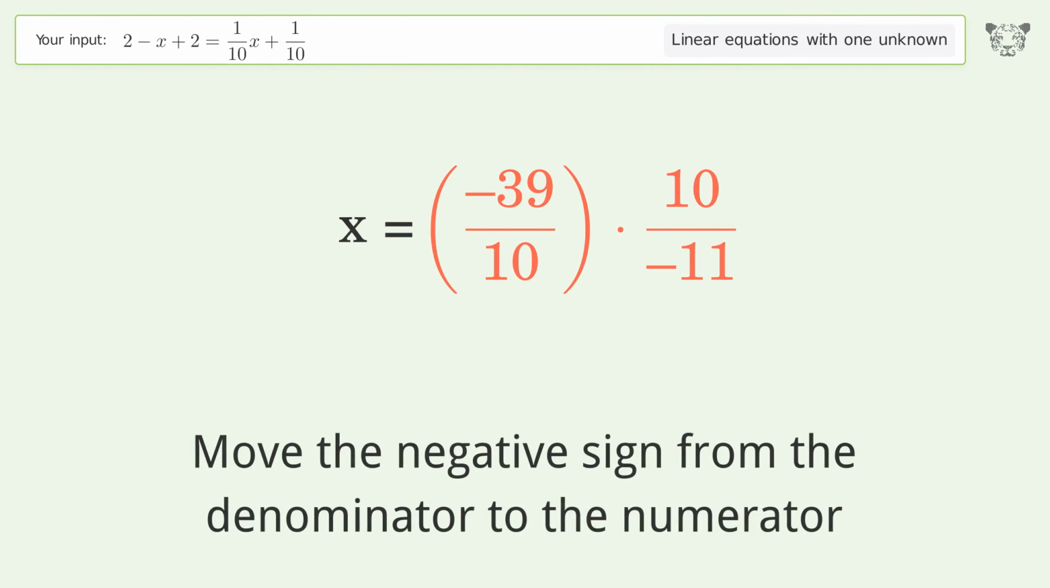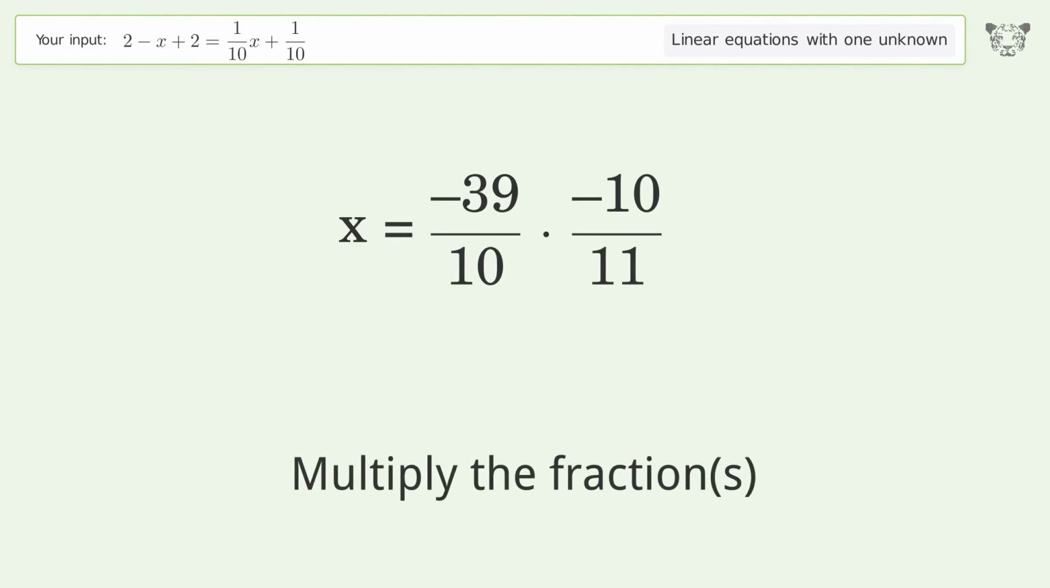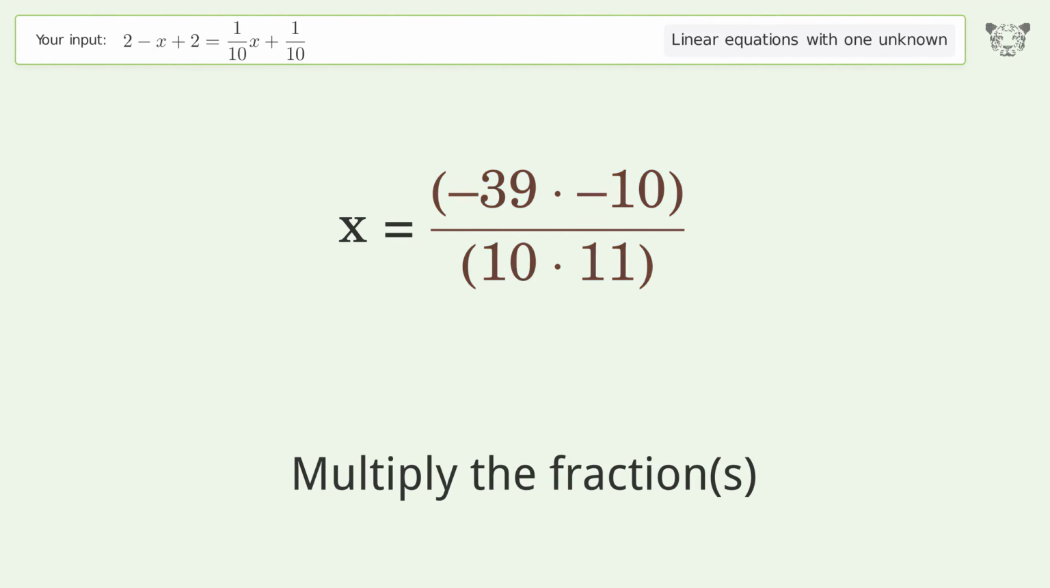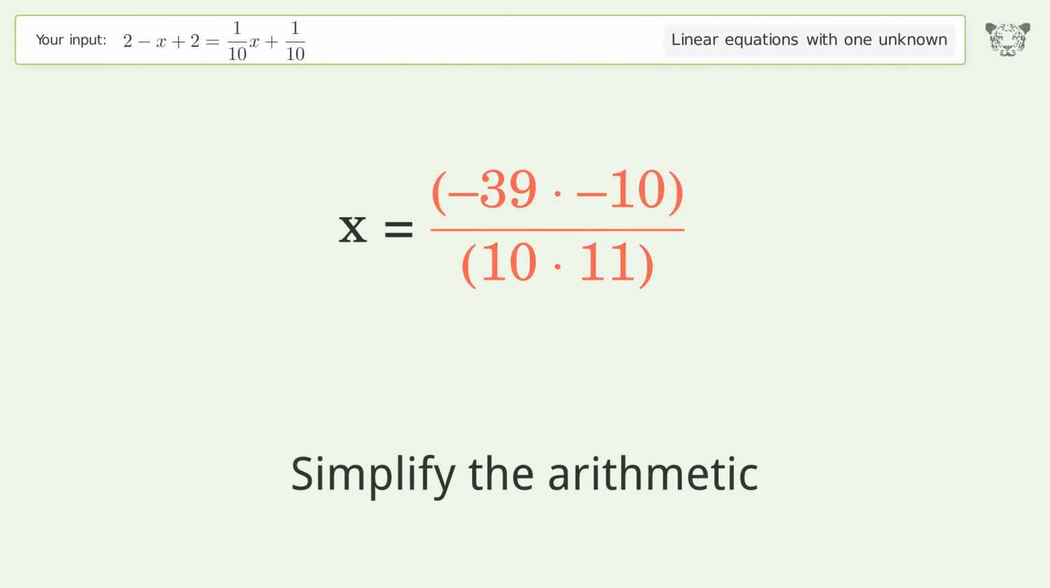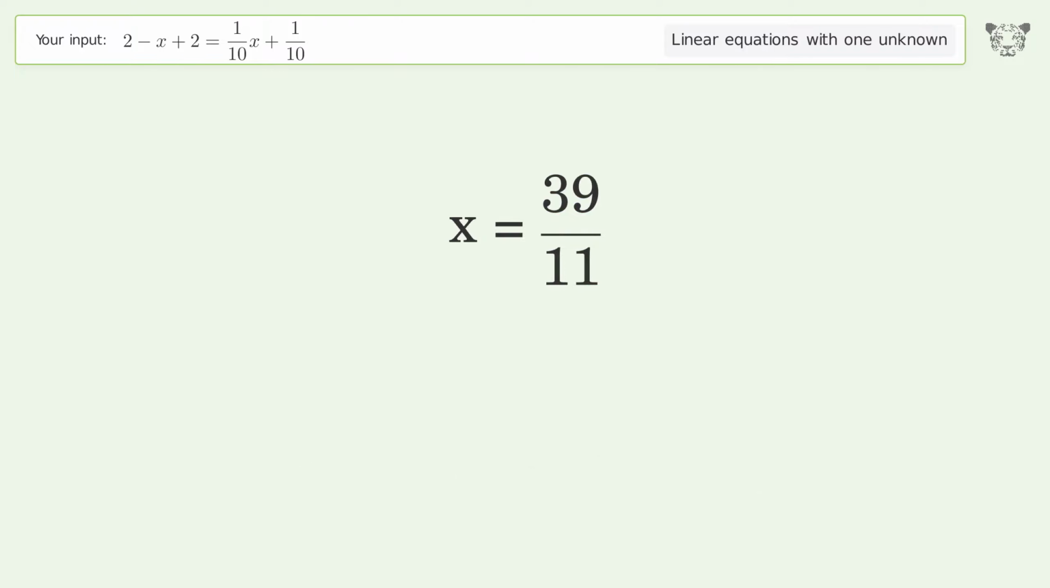Move the negative sign from the denominator to the numerator. Multiply the fractions. Simplify the arithmetic. And so the final result is x equals 39/11.